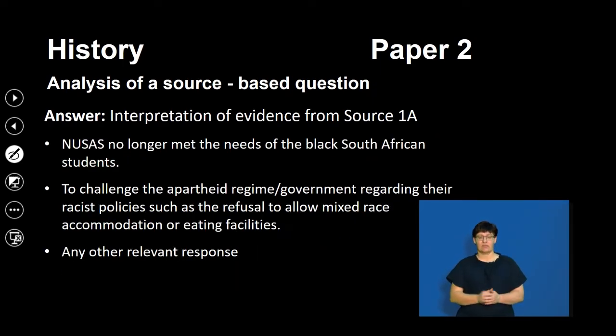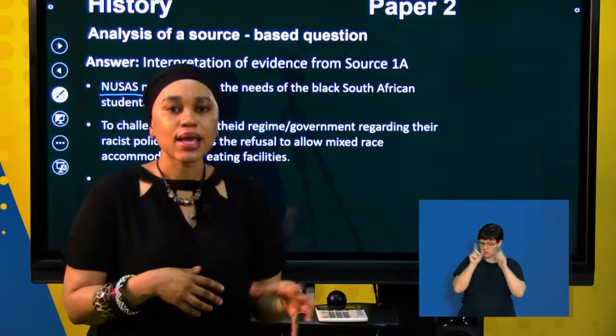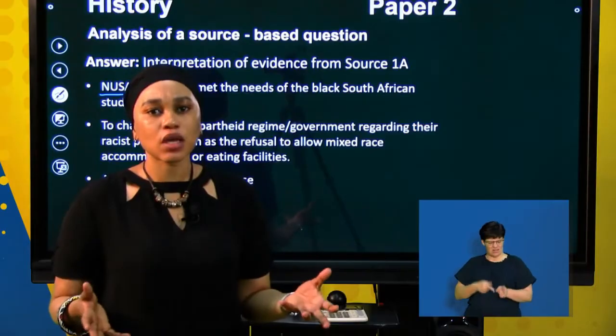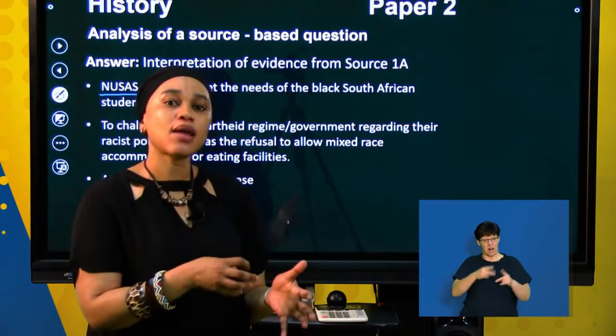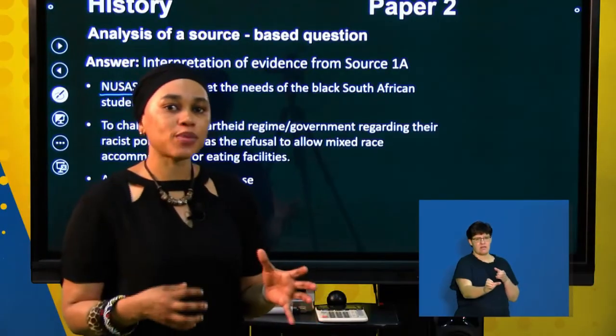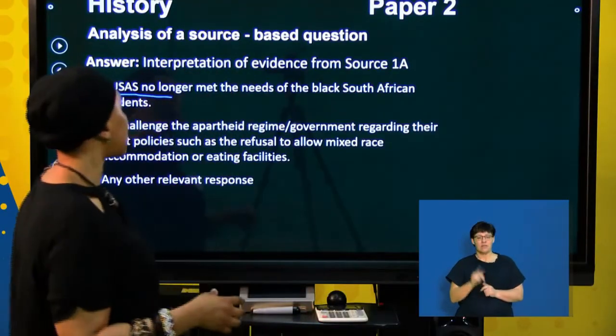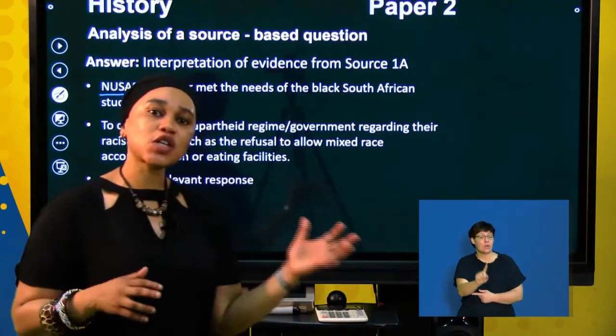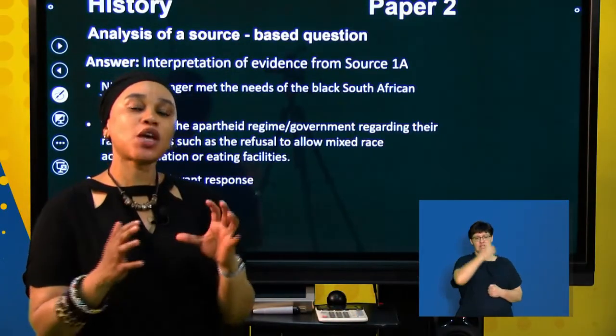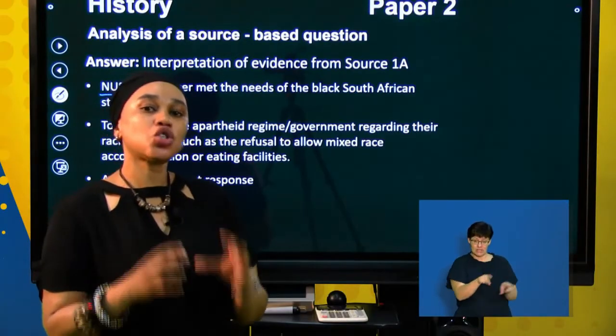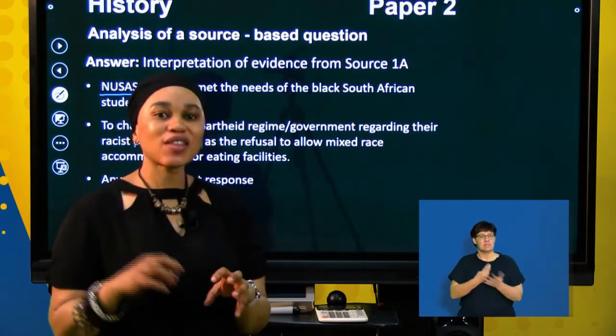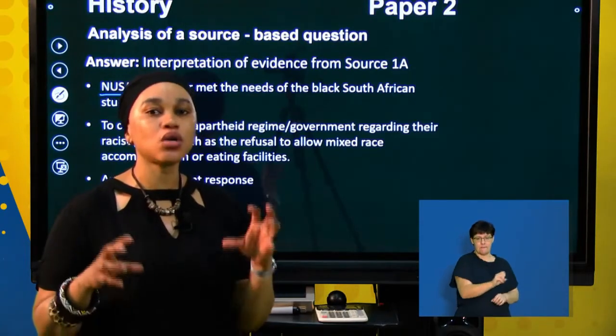Okay. Carrying on, NUSAS no longer met the needs of the black South African students. This you can get from your own knowledge, because if you studied black consciousness, you will know that these students started as members of NUSAS, and they felt that NUSAS was no longer looking after the interests of black people. That is the reason why a group of black students broke away to form SASO. Okay. So you can include that, because remember the instruction did say you're using the source and your own knowledge. So please make sure that when you're answering a question like that, you do not only answer it from the source. Make sure that some of the responses you give are from your own knowledge.